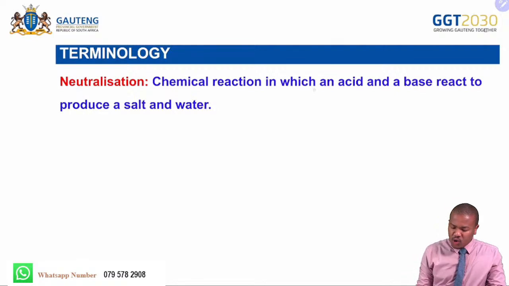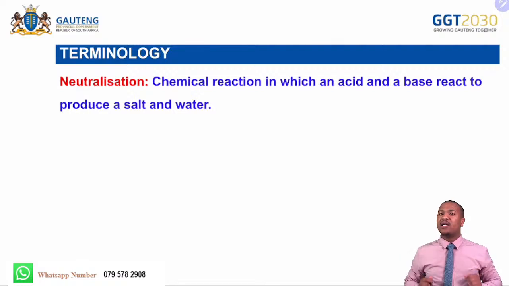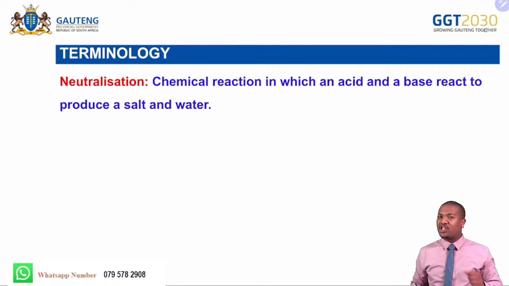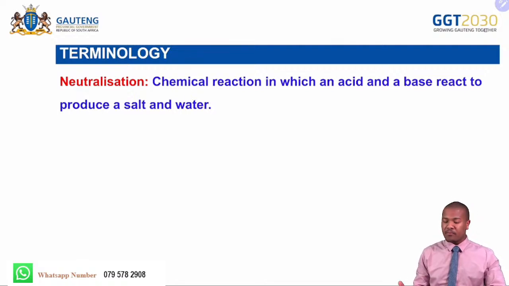So now, look at this. We have talked about reactants and products, right? Which ones are our reactants in this case? When you neutralize solutions, you have acid and base being the reactants, right? And your products are the salt and water. So bear in mind all the time, when you're talking of neutralization in terms of chemistry, it is the chemical reaction in which an acid and a base react to produce a salt and water.